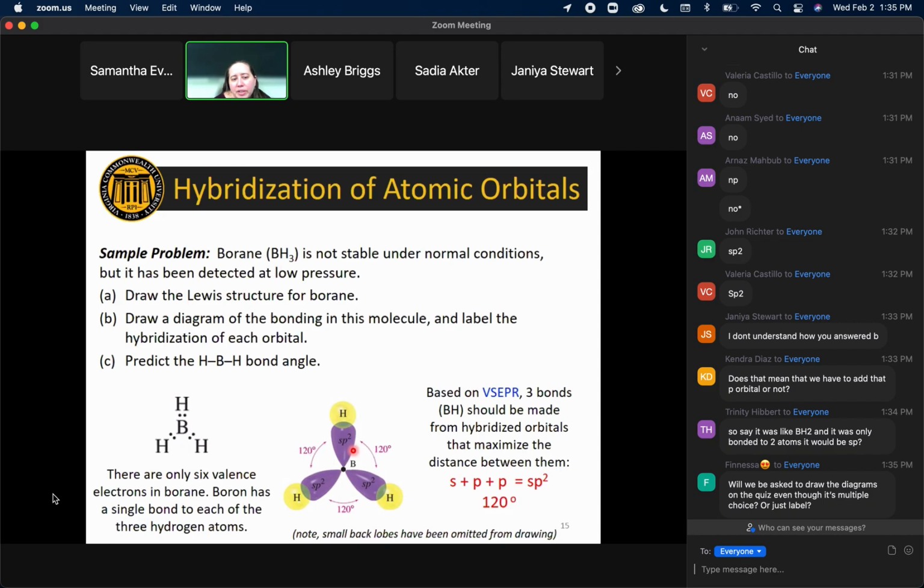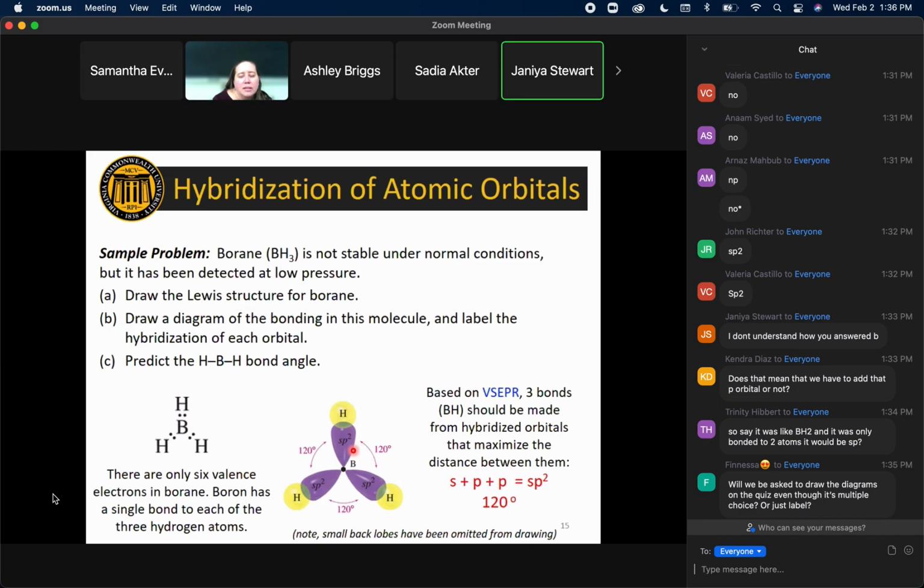If it's BH2 plus, then you would have a total valence electrons of, is that right? 3, yeah. So you'd have 4 total valence electrons, and you would have no lone pairs, and in that case, it would be sp hybridized. So it really depends on the total number of electrons in the system.